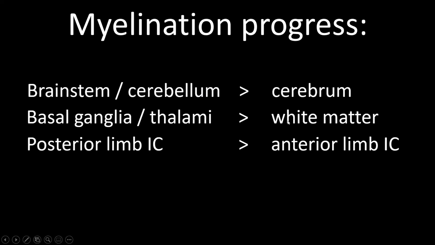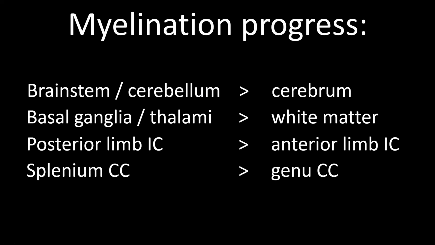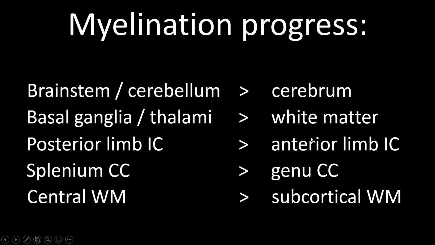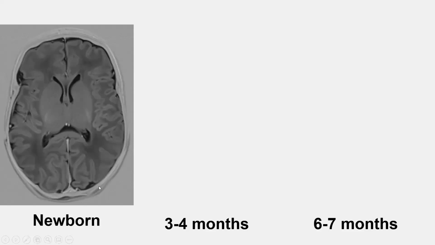It means that you will see it in the posterior limb of the internal capsule before you will see it in the anterior limb. It means you will see it in the back of the corpus callosum, the splenium, before you will see it in the knee or the genu of the corpus callosum. And it means that you will see it in the central white matter before you will see it in the subcortical white matter. Let's show you some examples.